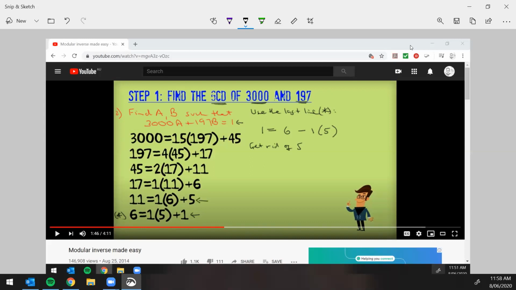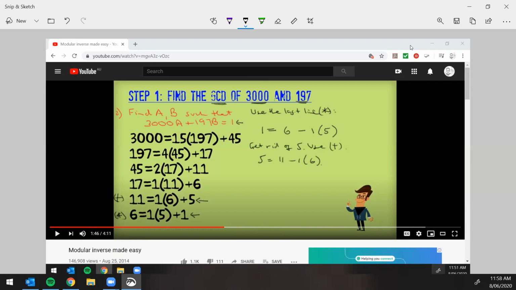Here we've got an expression for 5. I'm going to call this dagger. Let's use dagger: 5 equals 11 minus 1 times 6. I've now worked out a way to express 5 in terms of 11 and 6, which doesn't sound like a lot, but it means I'm making progress. I've got rid of the 5, which was the lower of the two numbers, 5 and 6, and expressed it in terms of bigger numbers. So I'm heading towards what I need.